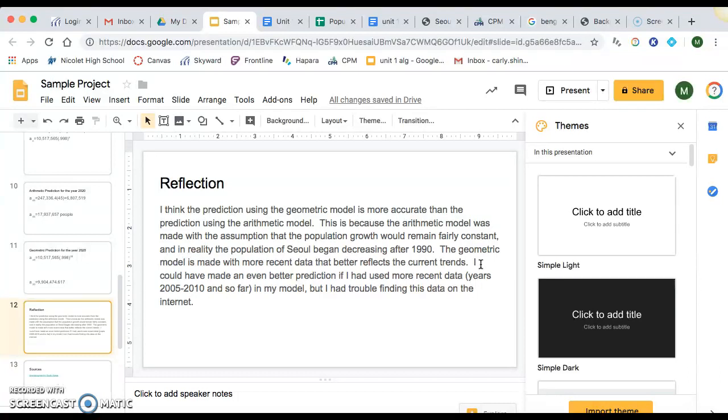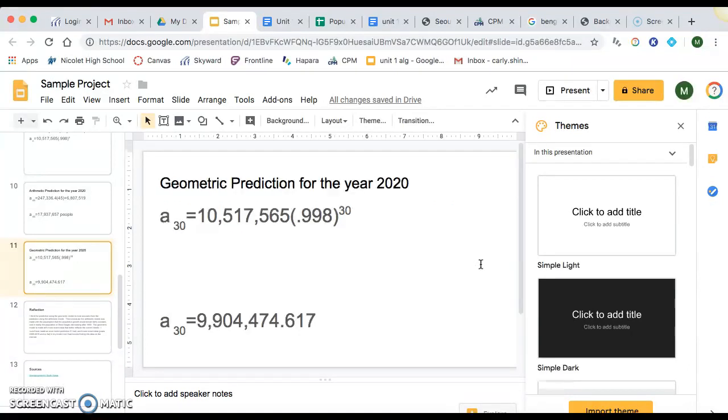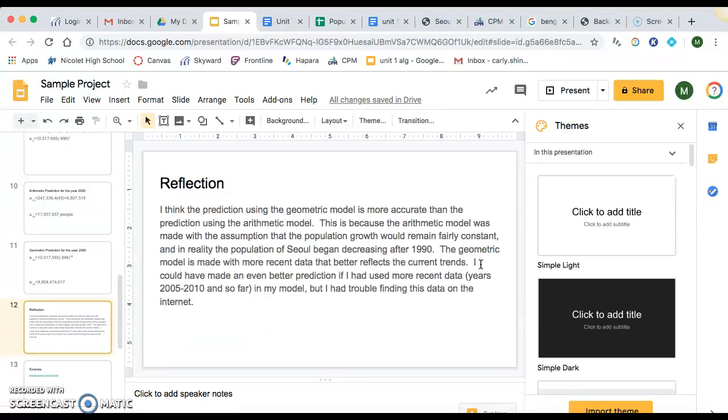Maybe you think your prediction is right on. Actually, my prediction with my geometric is pretty good. Like, it actually looks like that could be my population next year. It's pretty closely modeling the data. Just write about what you learned. Like, I'll bring back that egg example.